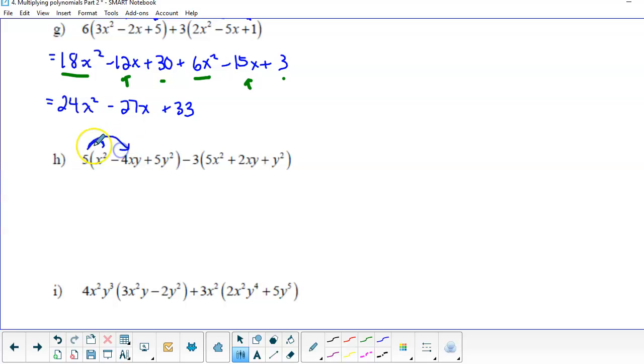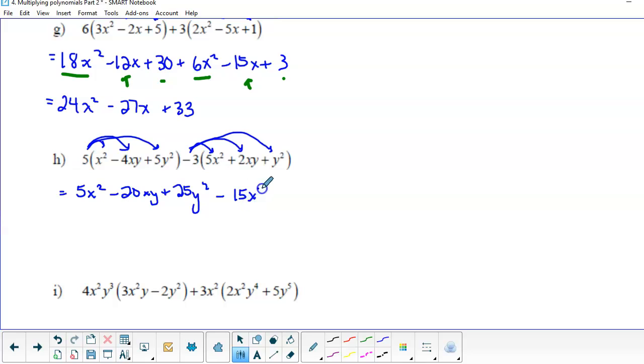Multiplying through everything. And now with this, take the negative in front of it, okay? And that will get rid of the brackets, okay? So that's going to be 5x squared minus 20xy plus 25y squared, then minus 15x squared minus 6xy minus 3y squared.